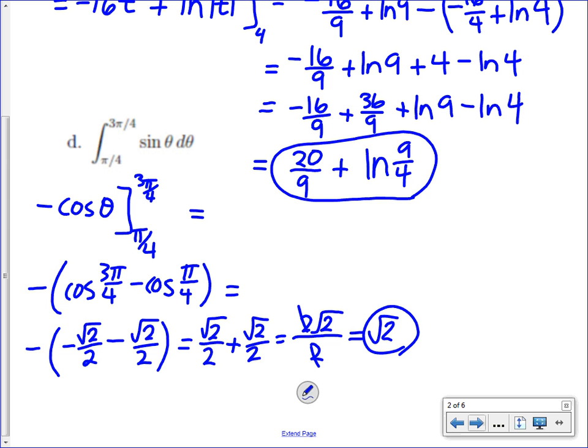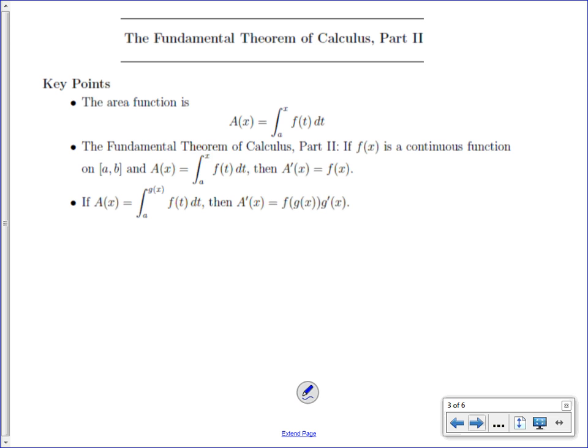Okay. All right, so that was Fundamental Theorem of Calculus Part 1. Fundamental Theorem of Calculus Part 2, remember, this has to do with what we call the area function. And you can usually recognize it because your upper limit is a variable, okay? So if we evaluate that definite integral using f of b minus f of a, we end up with a function that represents the area from a to whatever x is, okay?